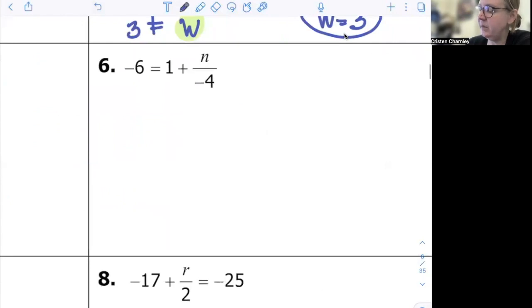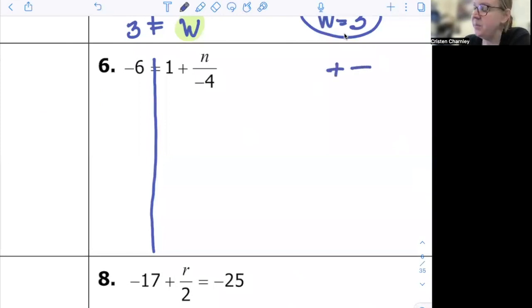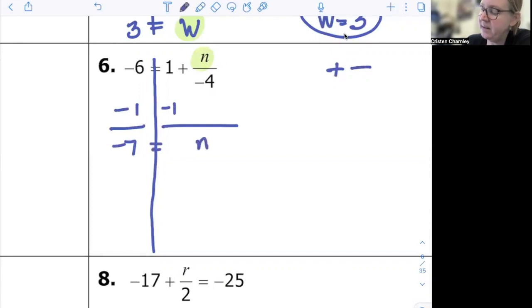Number 6 looks a little bit different, but it's all the same thing. We just have to know what order to do them in. So number 6, we'll add and subtract first. Because my variable n is on the right, I'm going to subtract 1 on the right and on the left. So -7 is equal to n divided by -4.